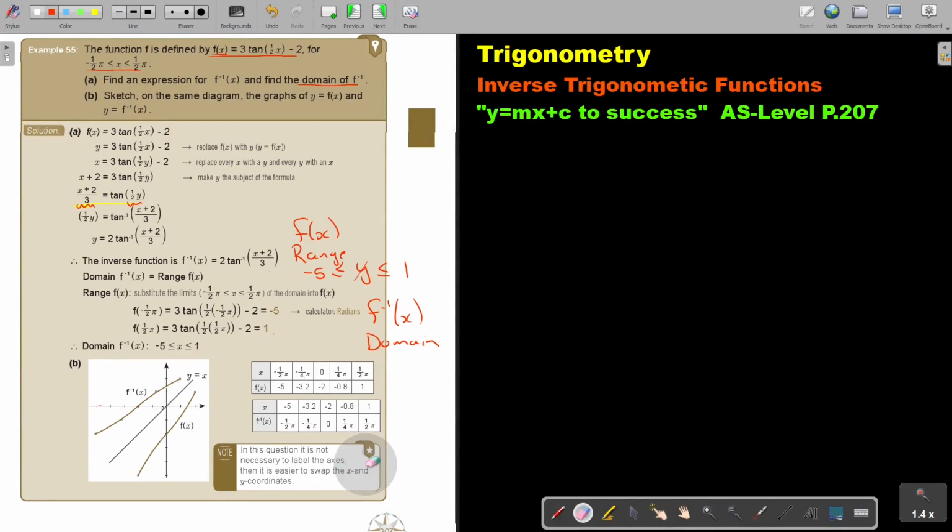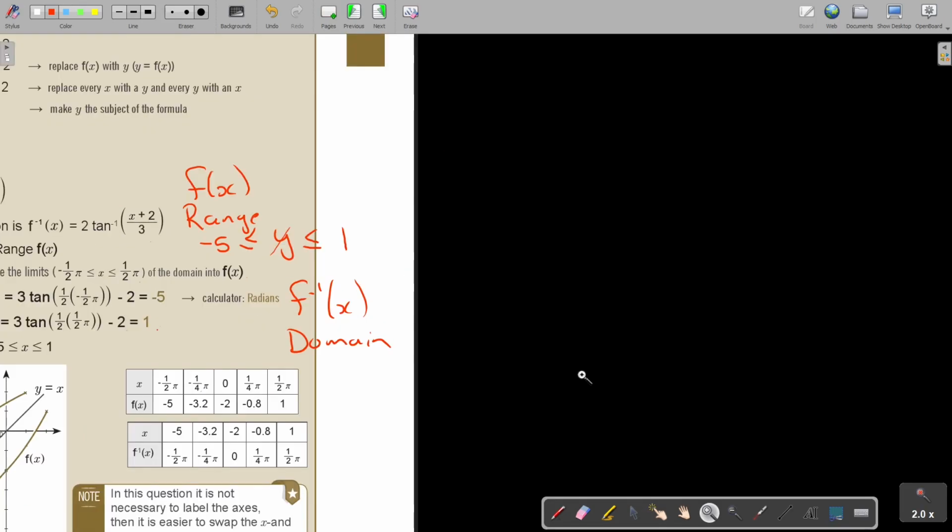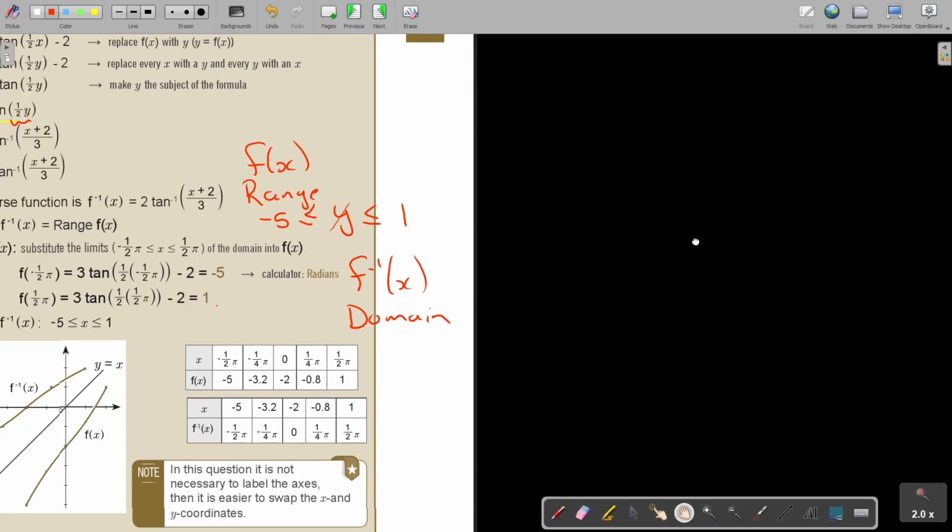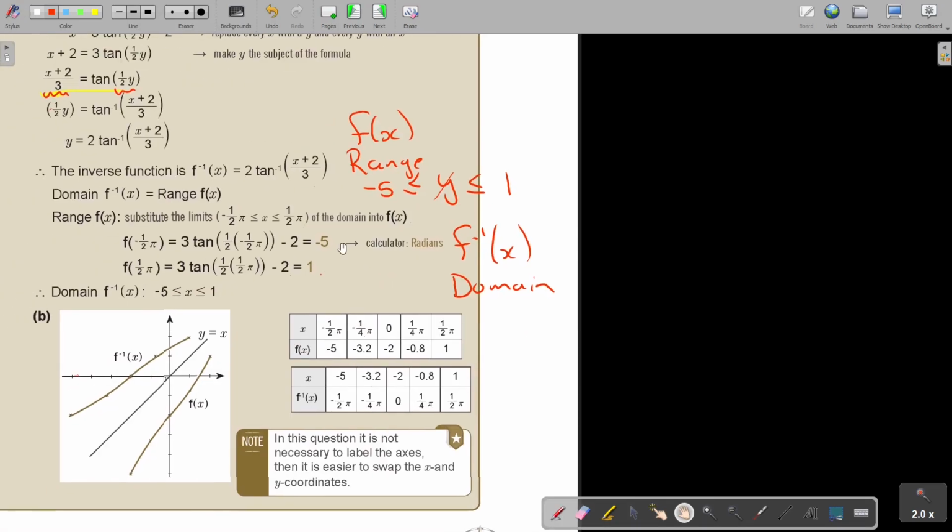Okay, let's look at number B. Sketch on the same diagram the graph of y equals f(x) and y equals f minus 1 of x. So the function and its inverse. Okay, I'm going to make it bigger. I'm going to show you a few things here. Now, you already have these values. Here's f(x). You already have, when it was this, it was negative 5. And if it was this, positive, it was 1.